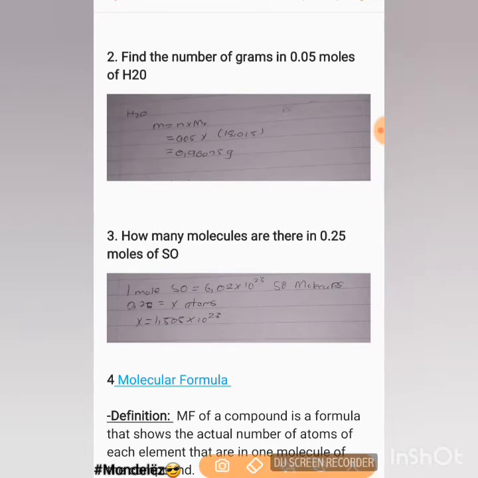Again, you still use the same analogy. How do you find the grams? You take the number of moles and multiply that by the molar mass, but with the molar mass you add it up because it's a compound. So the number of moles is 0.05, and when you add the molar mass of H2O, you will get this, and when you multiply them out, this is the final answer that you get.